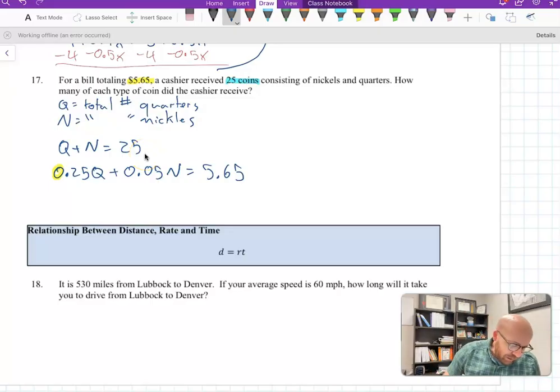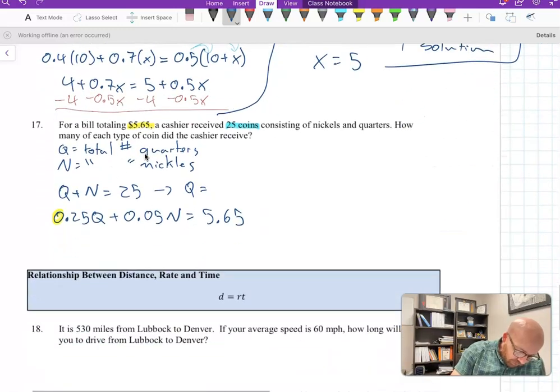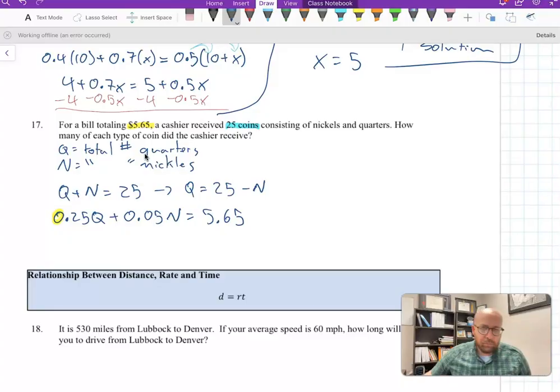In fact, if we were to subtract N on both sides, we could declare that the number of quarters is equal to 25 minus N. So, if you know the number of nickels, you take that quantity and subtract it from 25, that will tell you the number of quarters.